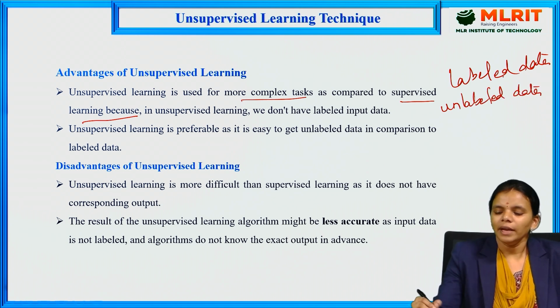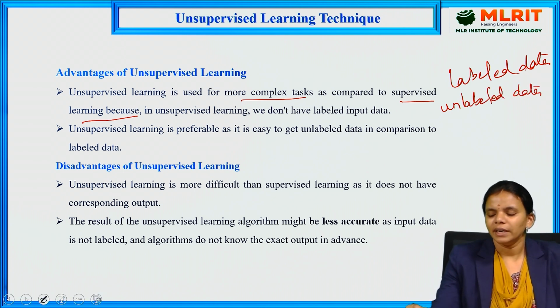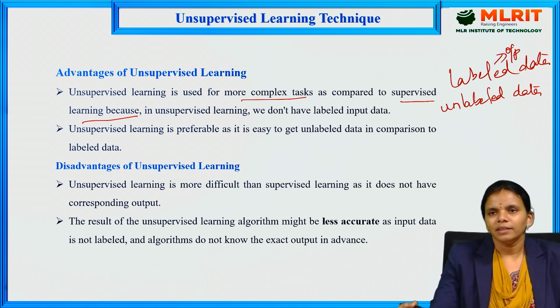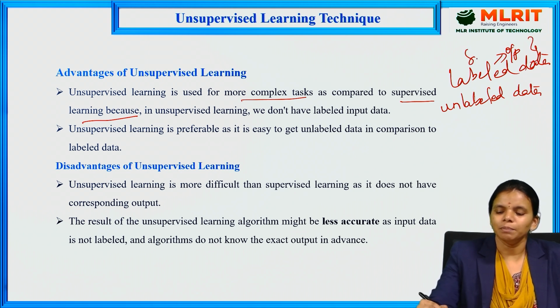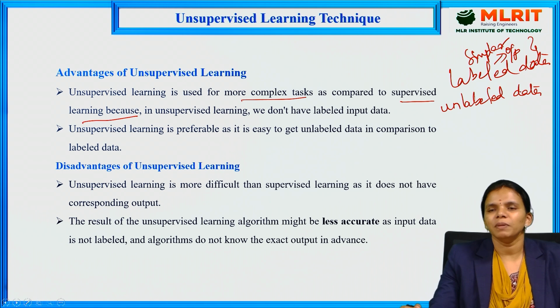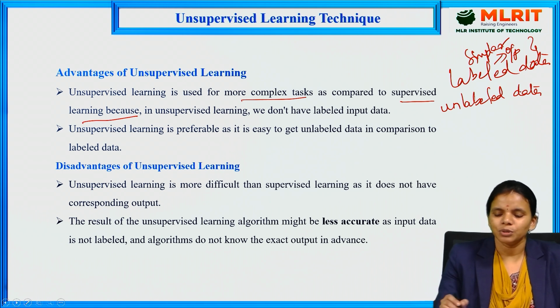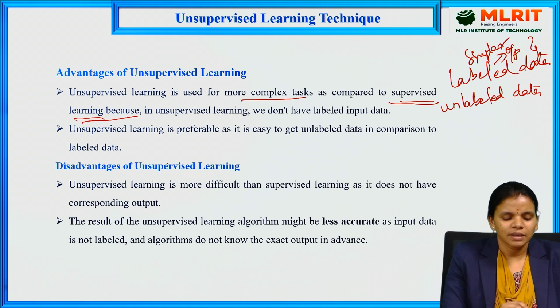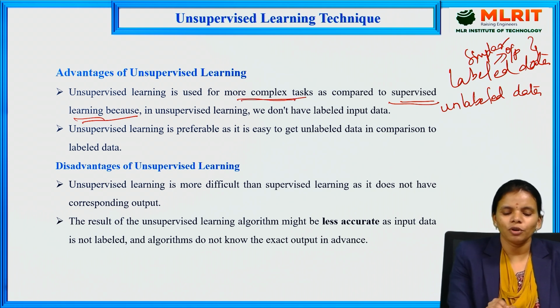So in supervised learning we are using labeled data, meaning the corresponding output variable name is also given in the input only, right? So the problems are simpler in supervised learning. To solve the simplest problems in real world scenarios, we can use the supervised learning technique. And the unsupervised learning technique is used to solve more complex tasks.